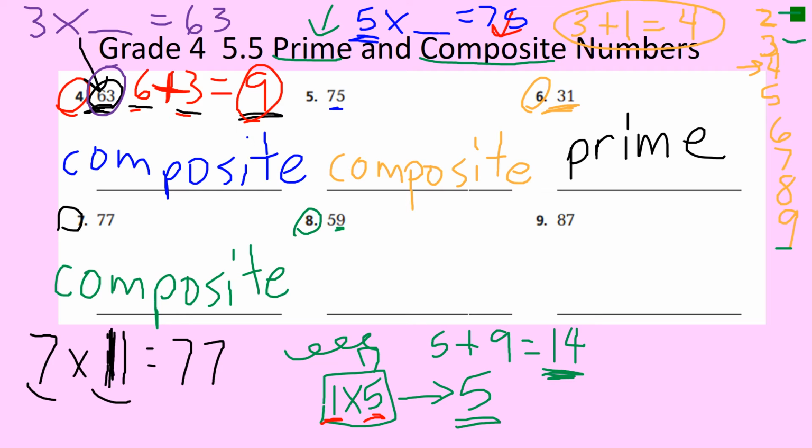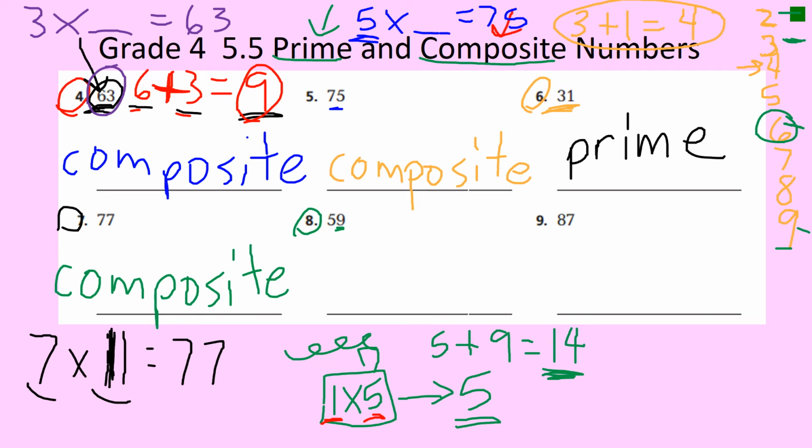9, 18. No. So it's not 9. And it's not 3. And since it's not 2 or 3, it's not 6 either. Remember the rule for 6? If it's divisible by 2 and 3, it's divisible by 6. Well, it's not divisible by 2 or 3.